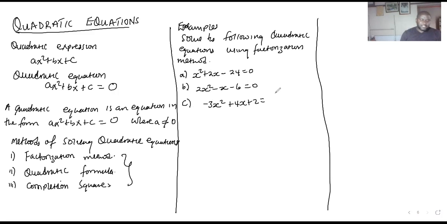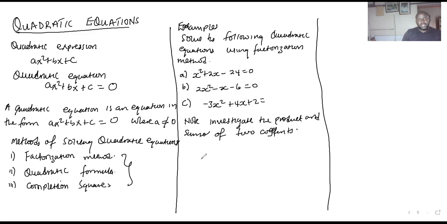Now, for the factorization method, we require the following. You investigate the product and the sum of two coefficients, whereby the product should come from a times c. Then the sum should be equal to b.